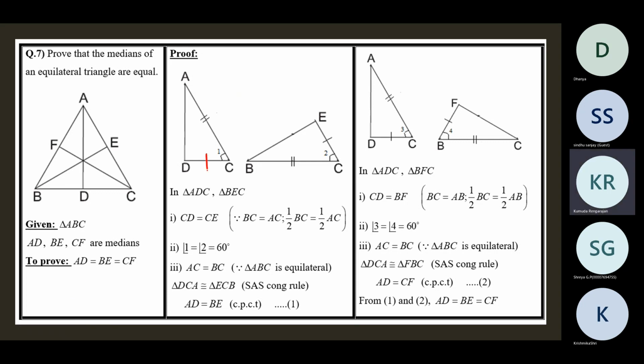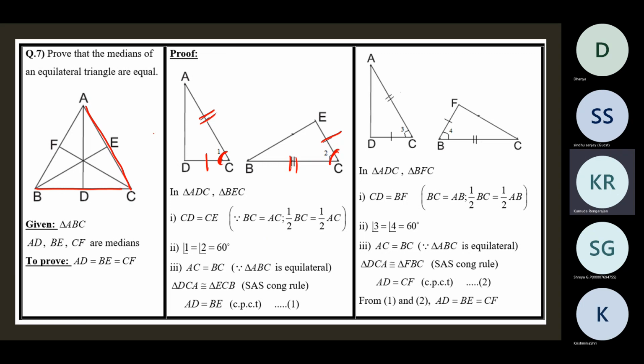So this one is equal to this one. This is the whole of angle 60 degrees in both the triangles. And you can see here AC is equal to BC. That is the two sides. AC of one triangle is equal to BC of the other triangle because it's an equilateral triangle, all the three sides are equal. So the two triangles are congruent, and by CPCT you will get the result AD is equal to BE.